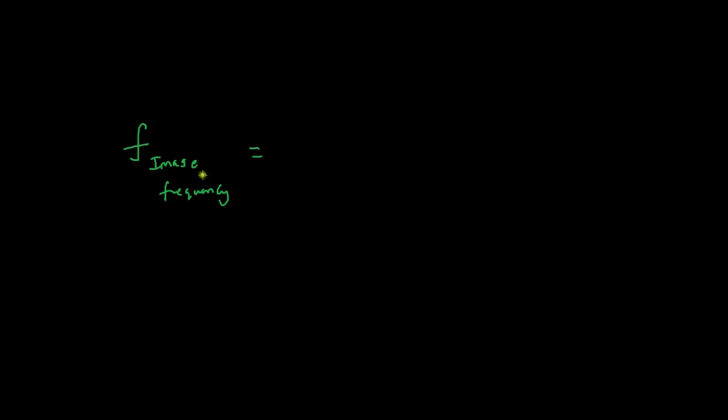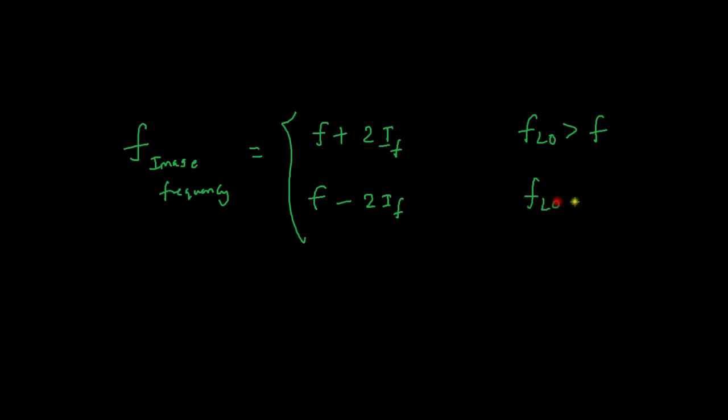So this is equal to F plus 2 times IF, if the local oscillator frequency is greater than the station frequency. Otherwise the image frequency is F minus 2 IF, if the local oscillator frequency is less than the station frequency.